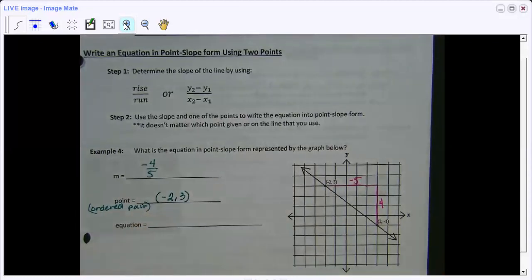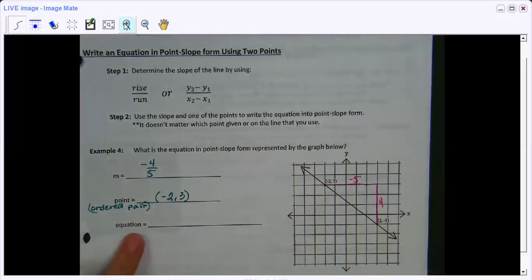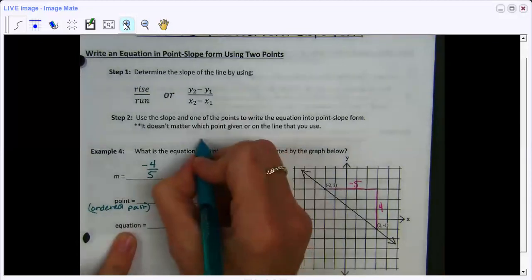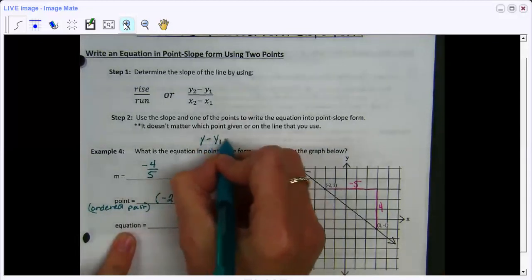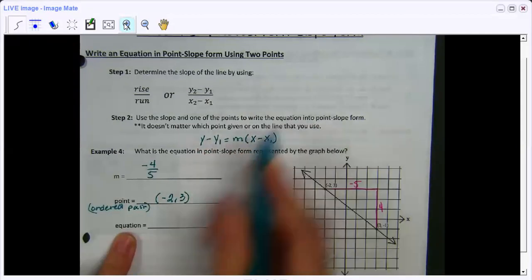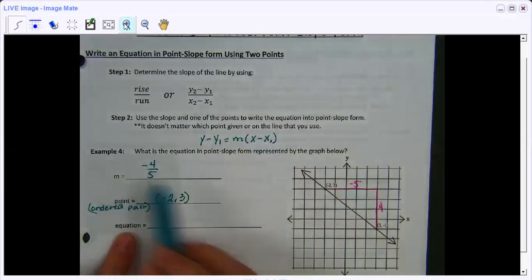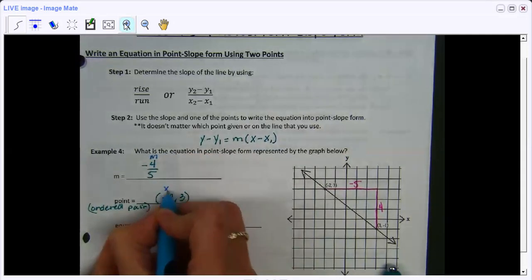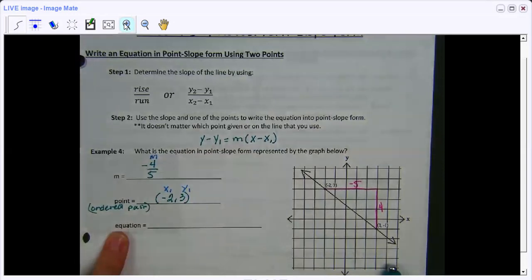And now we're going to plug that into a point slope equation. Okay. So remember, point slope is y minus y1 equals m times x minus x1, where your slope is m. So this is m. This would be your x1 and your 3 would be your y1. Okay, so let's go ahead and plug that in.